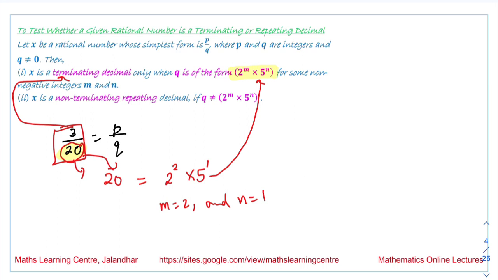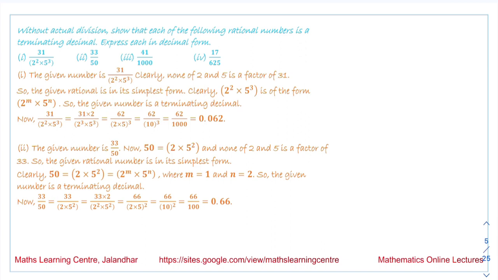So next is: without actual division, show that the following rational number is a terminating decimal and express each in decimal form. So the first number that is given to us is 31 over 2 raised to the power 2 into 5 raised to the power 3. If we look at this number, the denominator is of the form 2 raised to the power m into 5 raised to the power n. We are talking about this number over here, 2 raised to the power 2 into 5 raised to the power 3, it is of this form. So the result says that it has terminating decimal representation.